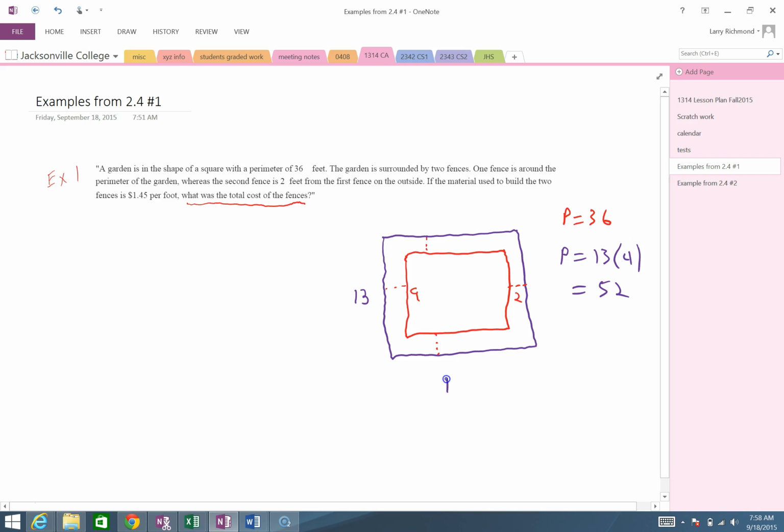So our total fence will be 36 plus 52. And that is 88. And then it says the material is $1.45 per foot, so we'll simply multiply 88 times 1.45, and whatever that yields, this number will be the answer to this problem. That is example number 1. Now on to example number 2.